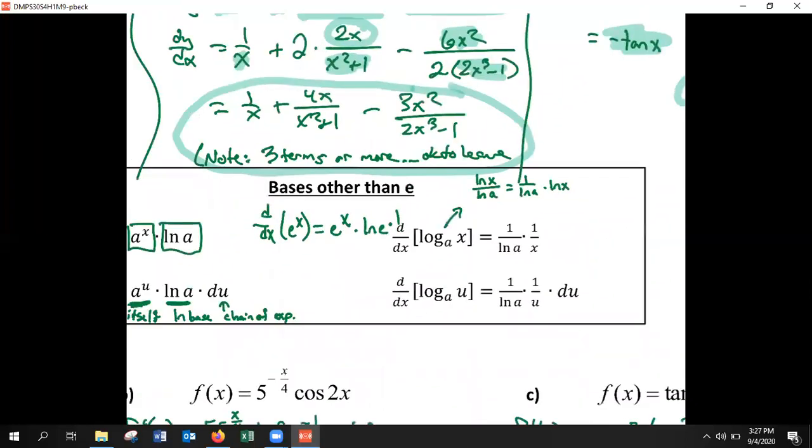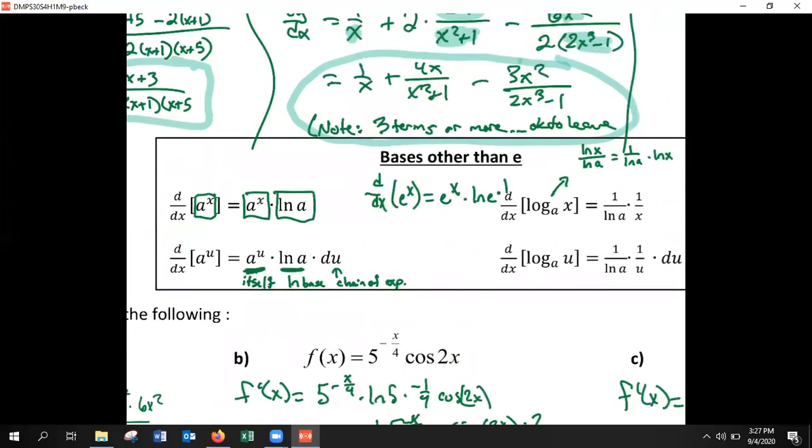So what happens if we have a base other than e? If we have a base other than e, then our derivative is itself times the natural log of the base. So itself times the natural log of the base.